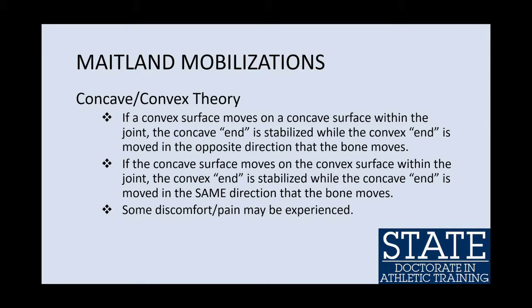Looking over the theory, basically what it is saying is that if you have a convex surface of a joint, which is the surface that kind of pokes outward, if it moves on a concave surface, which is more of a C-shaped surface within the joint, the concave end is going to be stabilized, while the convex end is going to be moved in the opposite direction that the bone naturally would move. And I'll show you a picture on the next slide of what that looks like.